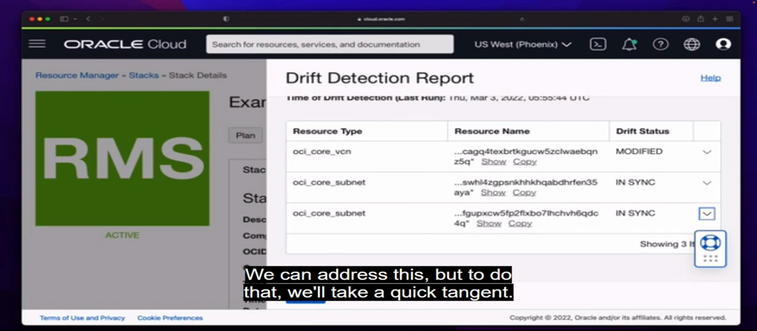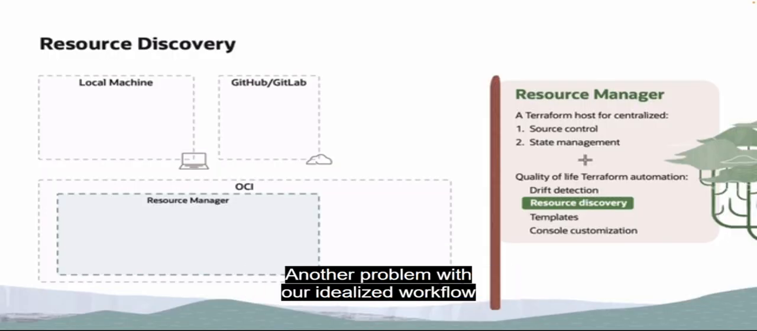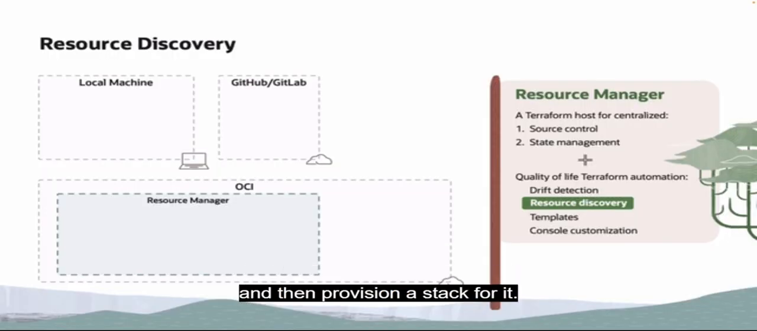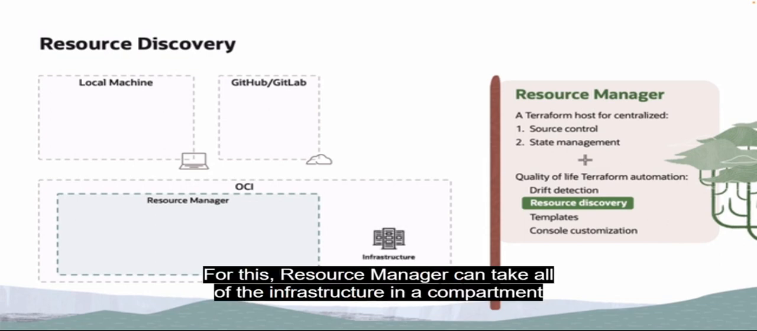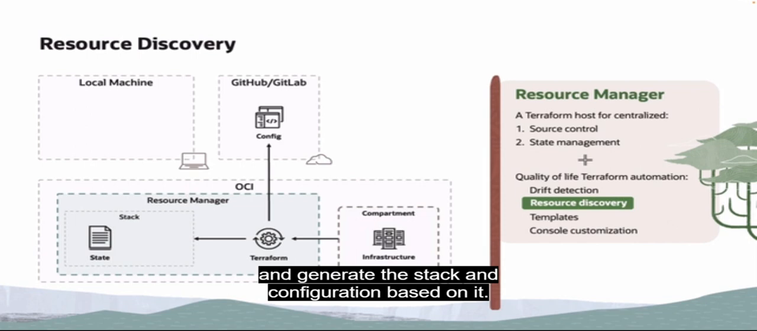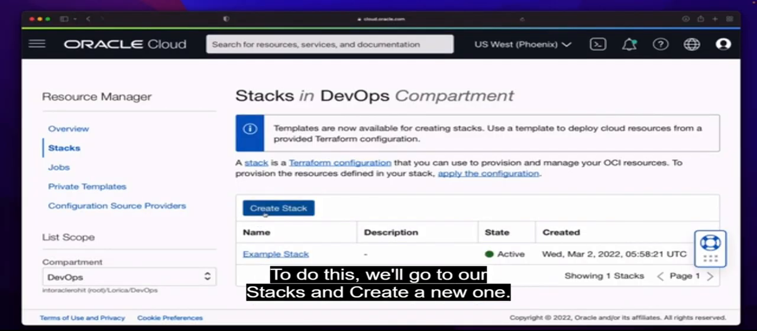We can address this, but to do that, we'll take a quick tangent. Another problem with our idealized workflow is that it's not realistic to always draft the Terraform first and then provision a stack for it. Sometimes it's easier to just mess around in the console and provision the infrastructure first. For this, Resource Manager can take all of the infrastructure in a compartment and generate the stack and configuration based on it. To do this, we'll go to our stacks and create a new one.